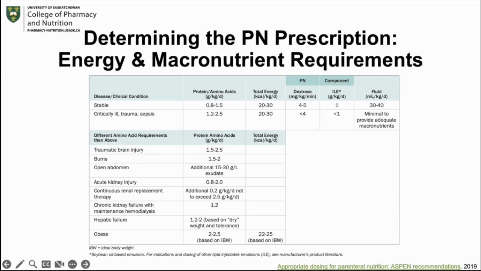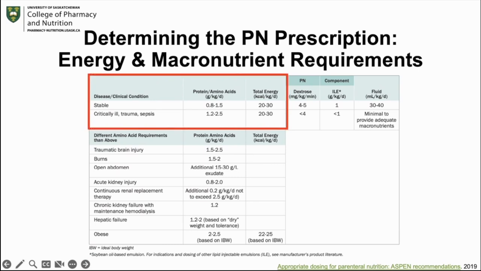As we've previously mentioned, we typically rely on clinical practice guidelines to determine our patient's requirements. This slide provides a nice summary of different guidelines of how much we would provide someone based on their condition. For example, if you refer to the red box, a stable patient requires approximately 0.8 to 1.5 grams of amino acids per kilogram of their body weight per day, whereas a critically ill patient has considerably higher amino acid requirements, and thus it's recommended they receive 1.2 to 2.5 grams per kilogram per day.